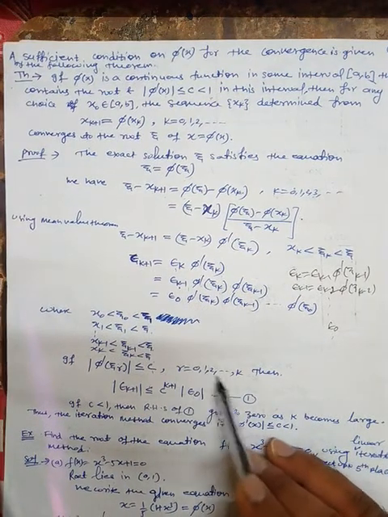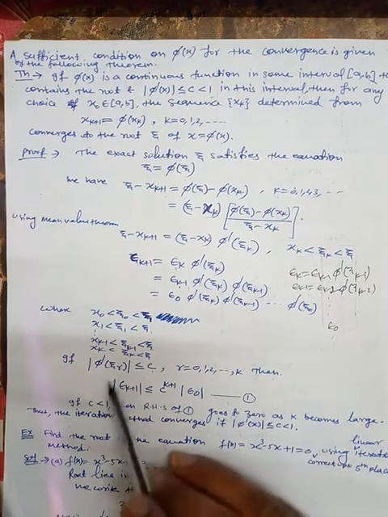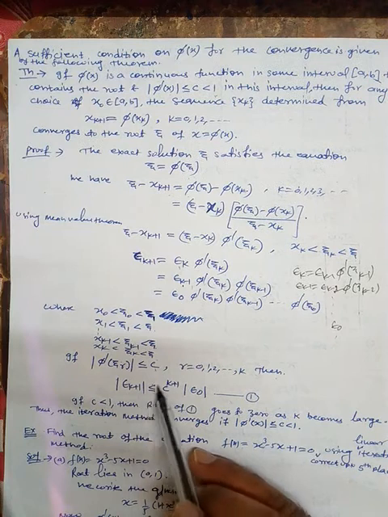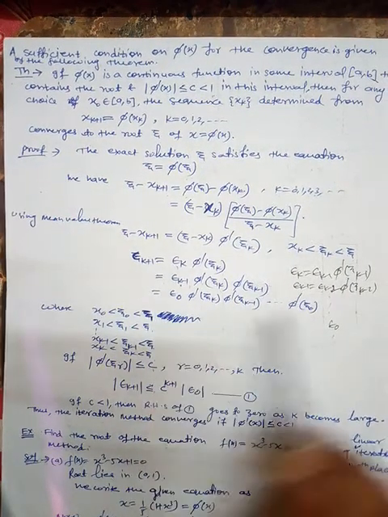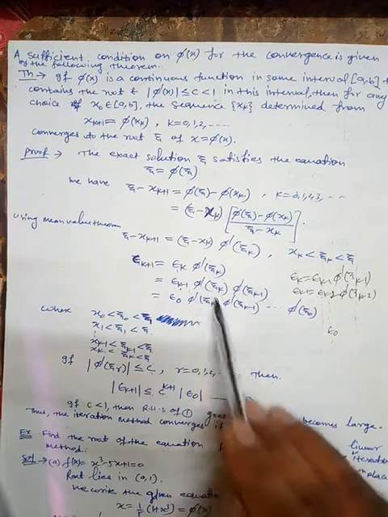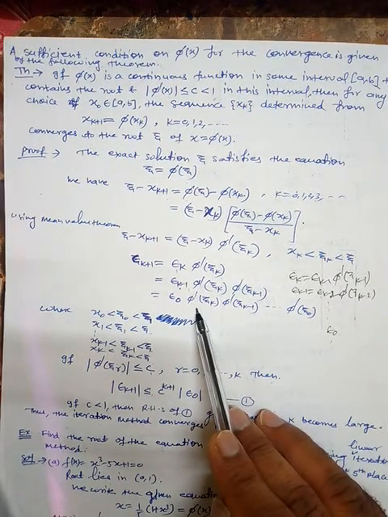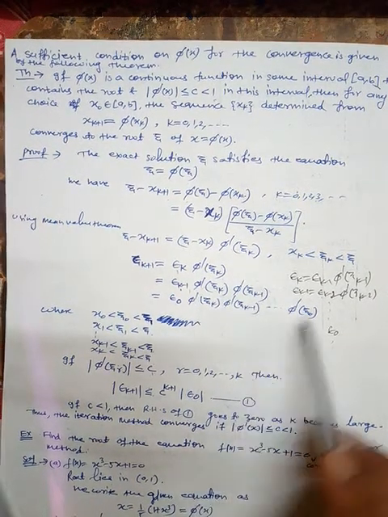Okay, so if phi dash xi r is less than c, if this condition holds where r is 0, 1, 2, up to k, then the magnitude of epsilon k plus 1 is less than or equal to what? The magnitude of this quantity is equal to the magnitude of this quantity. But it is given that each of these quantities is less than c.